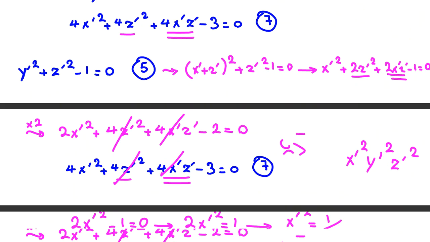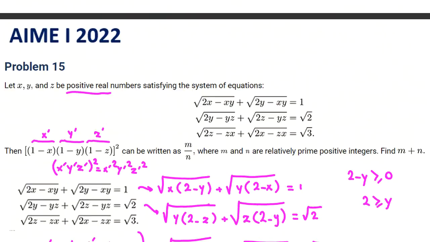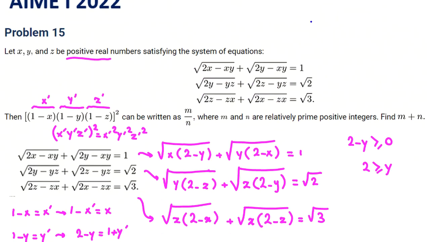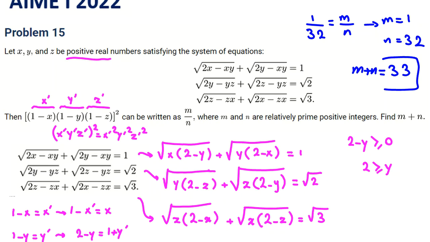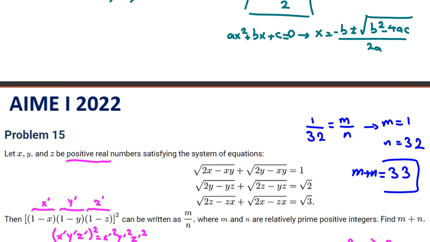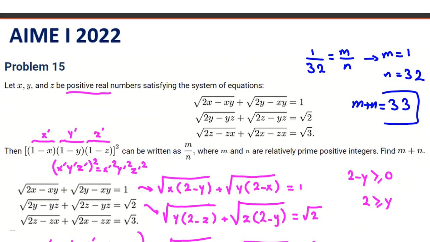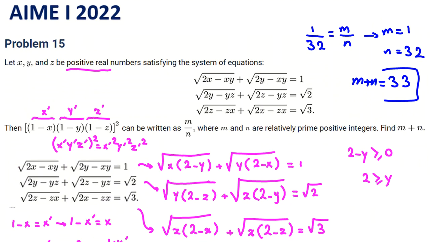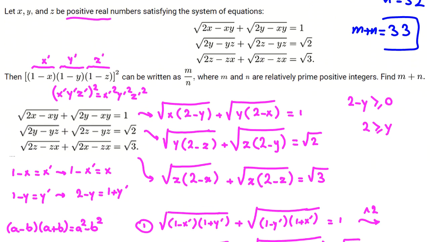So let's see what the problem wants. The problem says m plus n is what? 1 over 32 is m over n. So m is 1, n is 32. And the problem wants m plus n. So m plus n, which is the answer, is 33. So we've considered all cases of this problem and we've reached rigorous proof because we've considered all cases and not ignored any small case.